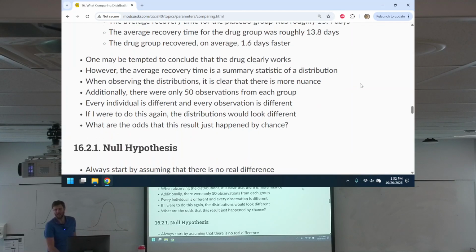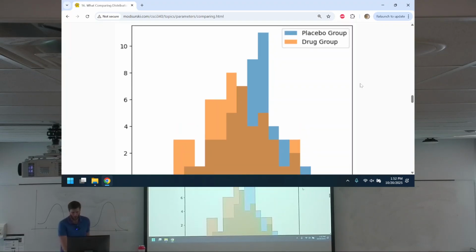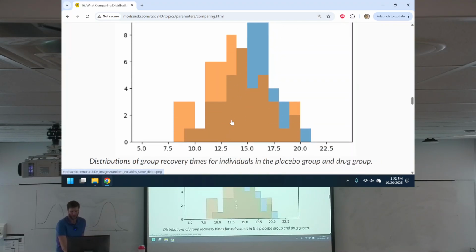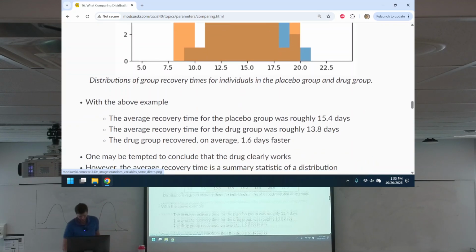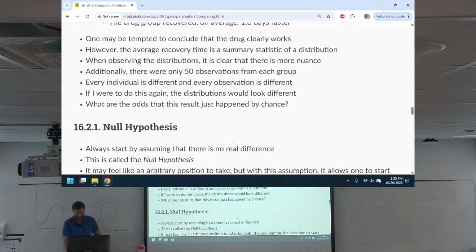When observing the distributions, clearly there's more nuance, right? Case in point: if I give you this data point, let's say 13.8 is here, someone right on the average of the drug group's recovery time, you look at that and you're not going to know what distribution it came from. Even the 15 point whatever, you don't know. You really don't. So that's what I mean by the nuance.